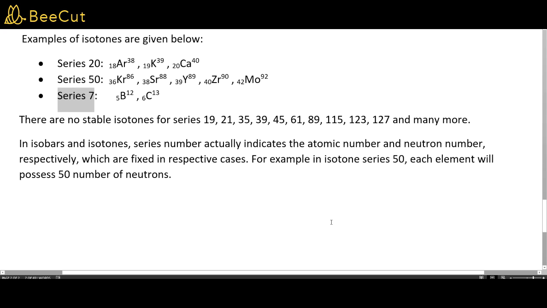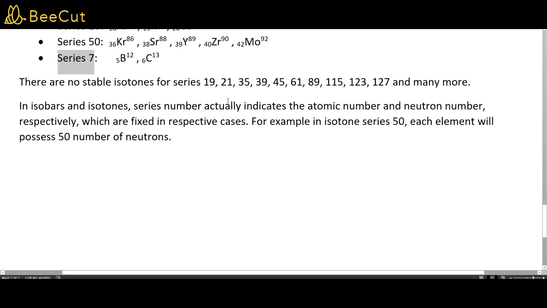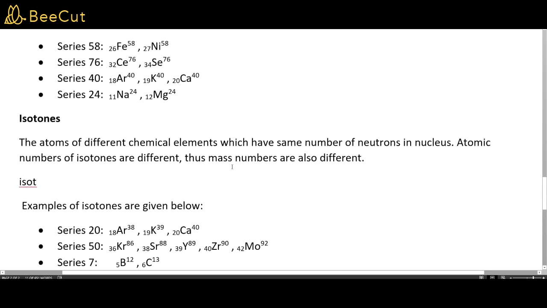There are also many series given over here for which there are no stable isotones. Stable means those isotones that cannot radiate and can stay as they are. Otherwise, in the case of radioactive or unstable isotones, they will keep decaying according to their half-life. So that was the basic difference.